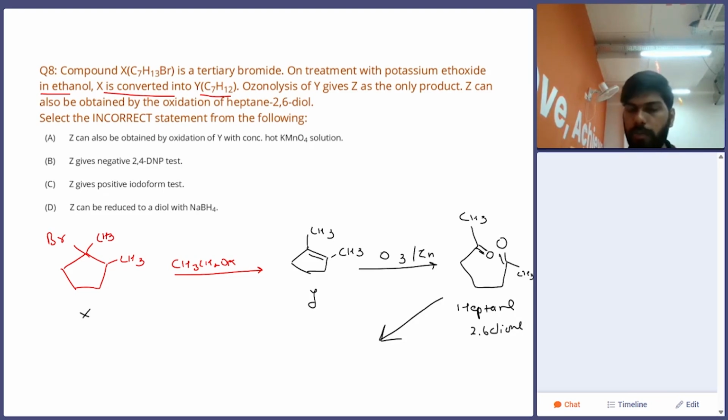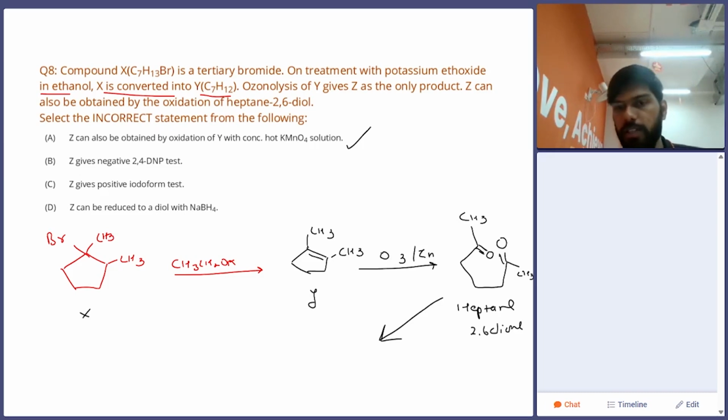If you do this, we will also get the diol. Now they are saying Z can also be obtained by oxidation of Y with hot KMnO4. This one we will get with this one. So this statement is correct, because if you remember, hot alkaline KMnO4 gives acetone. Substitutions are there on the 2 carbons.